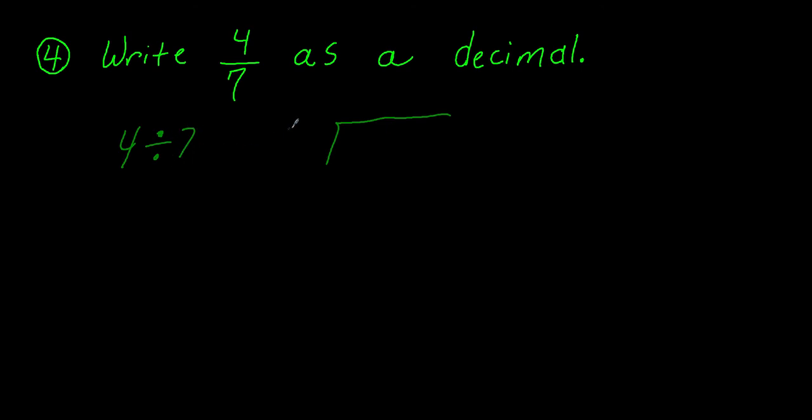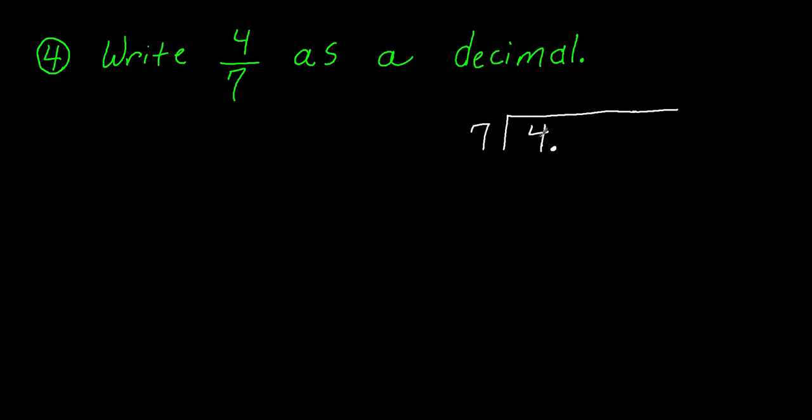I'll put the 7 on the outside and the 4 on the inside. One way to look at this is the denominator becomes your divisor, goes on the outside, and the 4, the numerator, goes on the inside. Now, let's do this process. Remember, there's a decimal point here. I'm going to put it here. And this is something you might have to do on the GED math test.